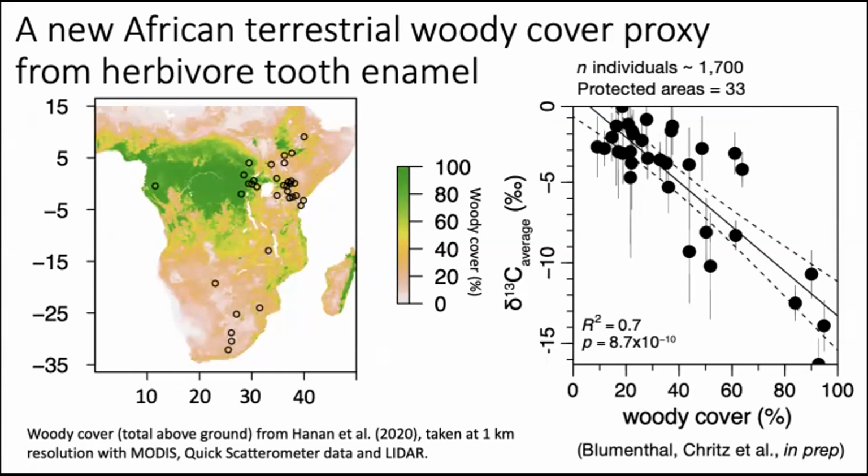And we looked at the delta 13C average of these communities, and there's a particular taxonomic way in which we calculated this, which I won't go into here, but it's not just an average of everything. We were sensitive to taxonomy. This was from 33 protected areas all across Africa, and we compared this to a woody cover product, which is a 1 kilometer resolution product using MODIS and QuikSCAT scatterometer data. It does a really good job of capturing aboveground woody biomass. And we find there's a strong linear relationship between the delta 13C average and woody cover.